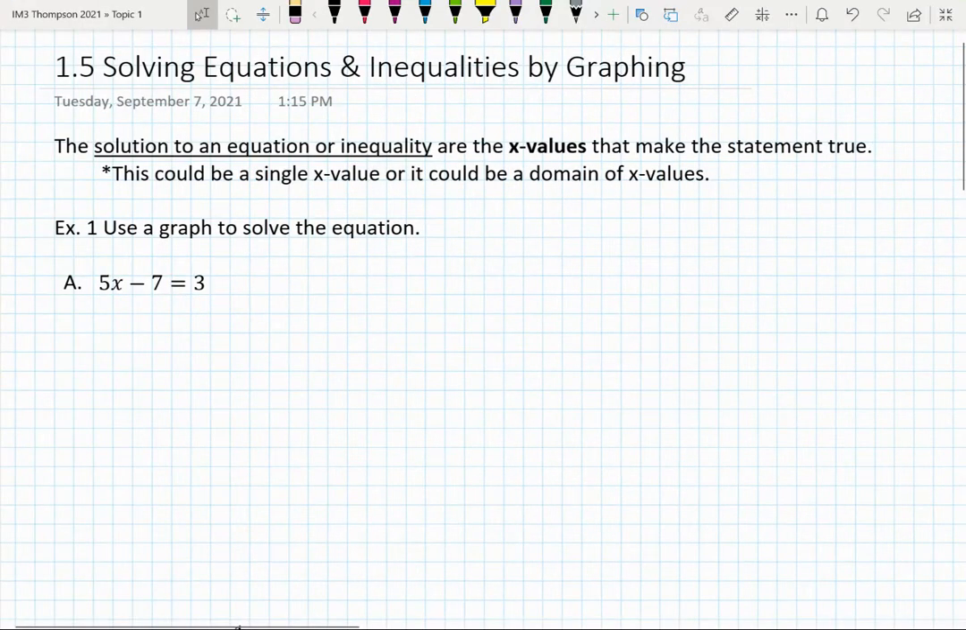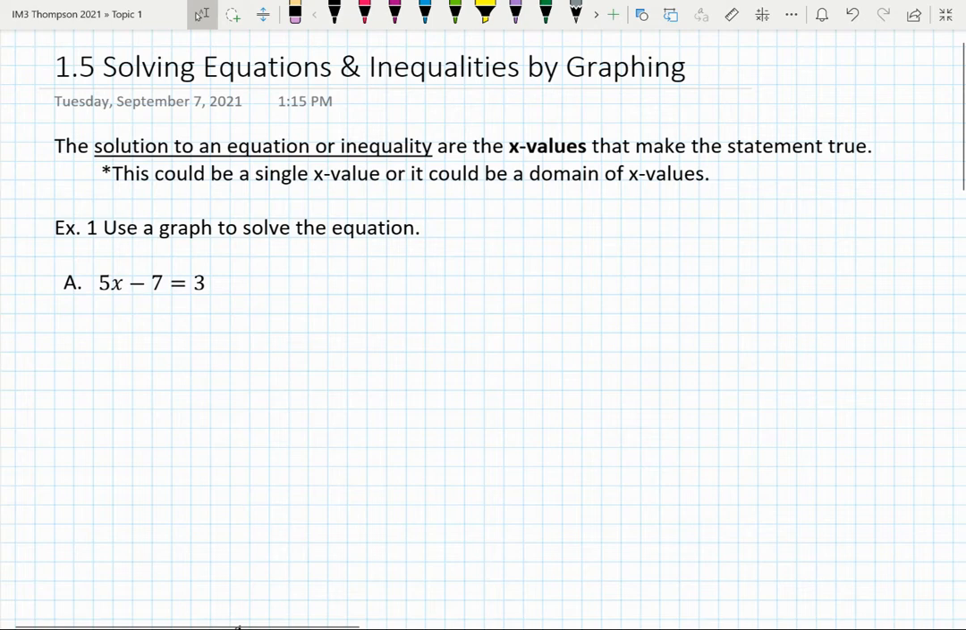Okay, so for solving equations and inequalities by graphing, this is definitely going to require us to do the graphing. So today we're going to review graphing lines, graphing absolute value, and graphing parabolas. The solution to an equation or an inequality are the x values that make the statement true. Sometimes it'll be a single x value, sometimes it's going to be a domain of x values.